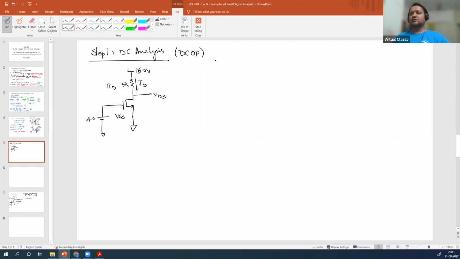Okay, first assumption. First assumption is saturation. Let us enforce the conditions for saturation. What are they? ID is equal to K times VGS minus VT, the whole square. Now check, what is VGS? VGS, we definitely know is 4 volt, right? What is VT given in the previous diagram?